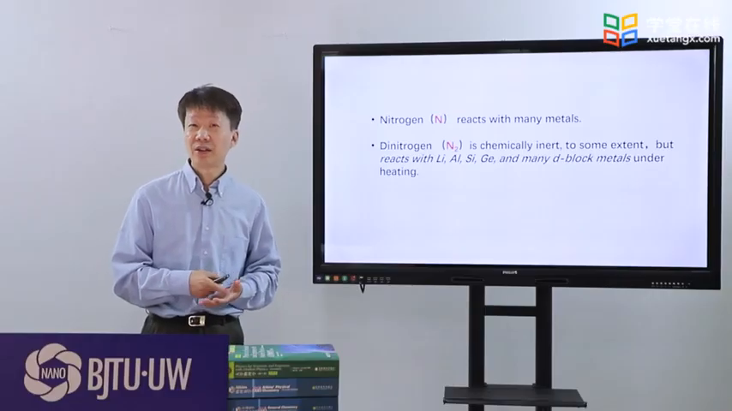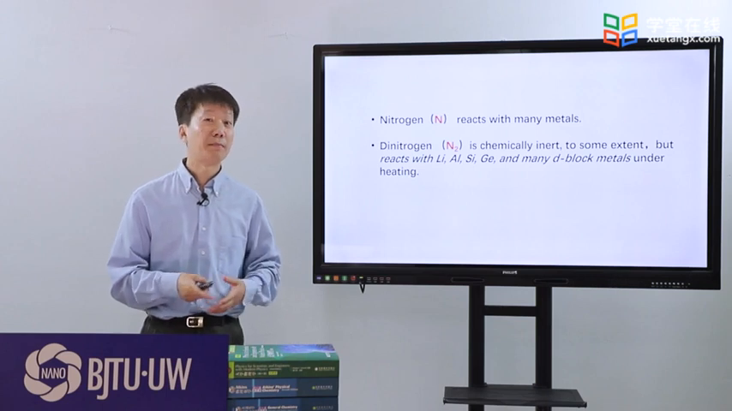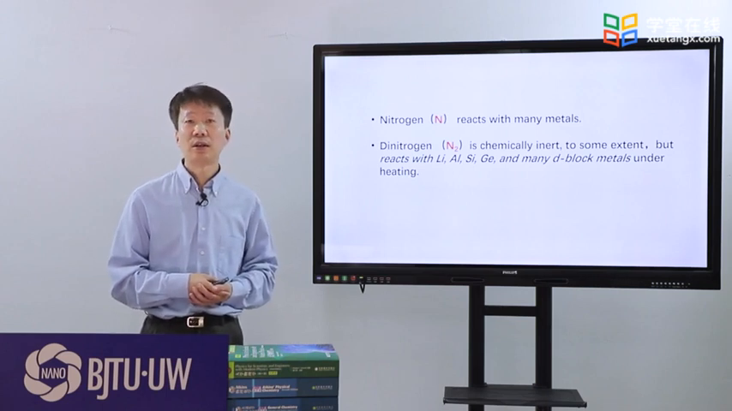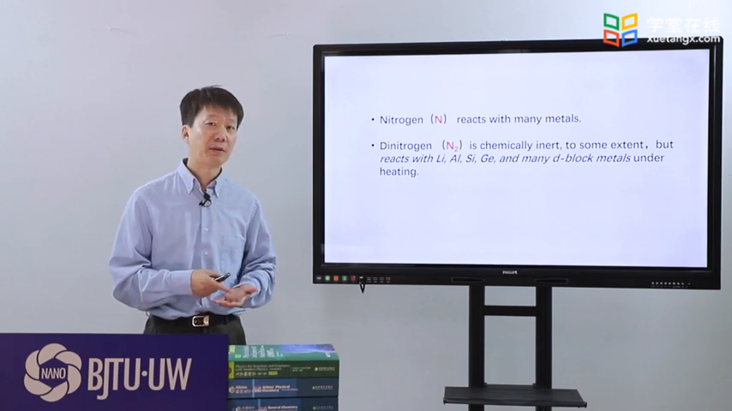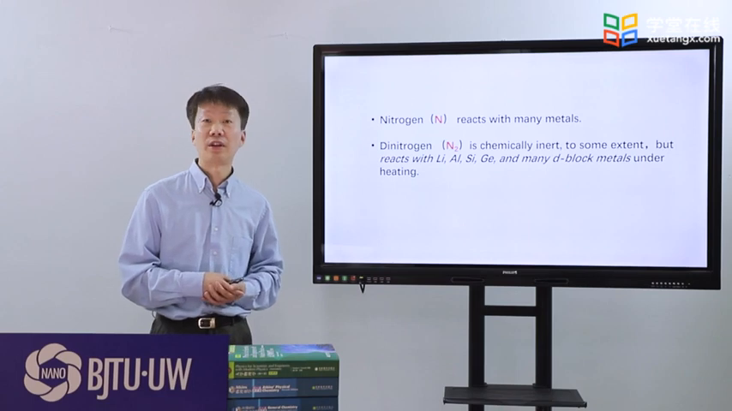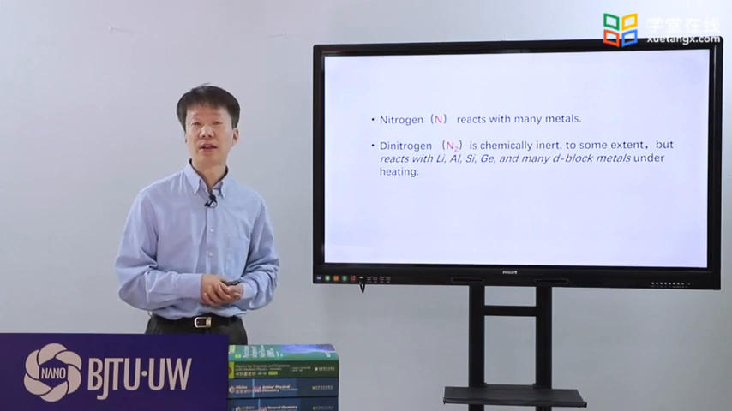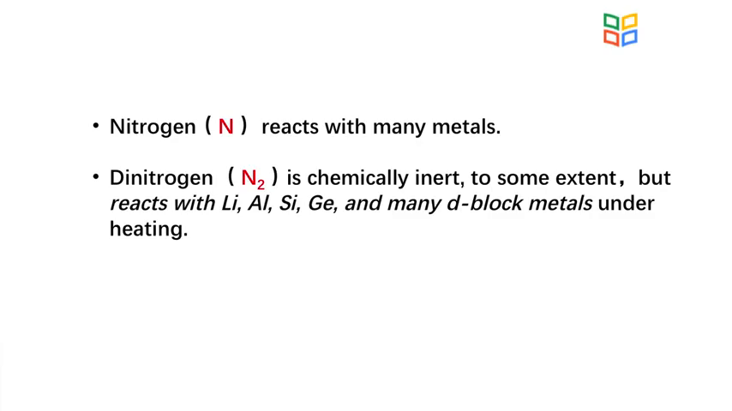Nitrogen, as a single atom, reacts with many metals. Dinitrogen is chemically inert to some extent, but it reacts under heating with lithium, aluminum, silicon, germanium, and many d-block metals, and forms coordination complexes with the d-block metals.